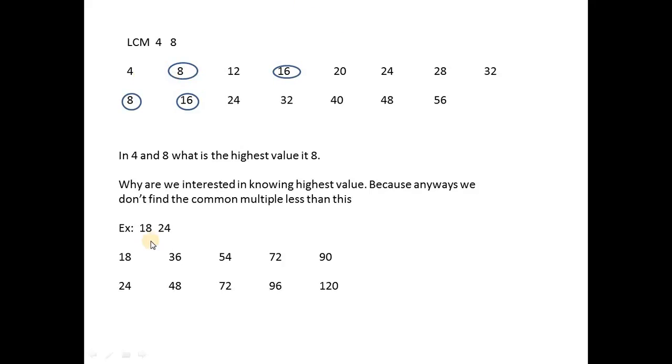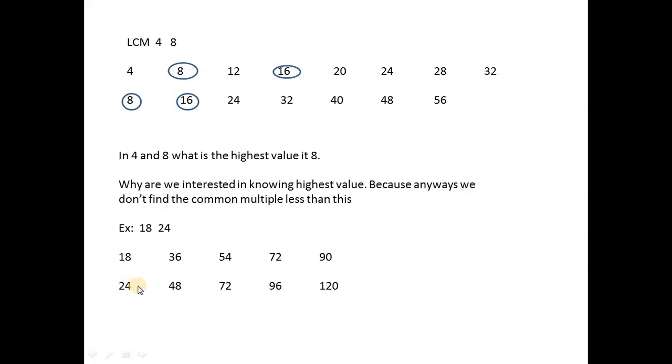We'll take another example also, 18 and 24. First we need to check the highest number, that is 24. We take that highest number and check whether it is divisible by 18 and 24 or not. Is 24 divisible by 18? No, it is not divisible. Is 24 divisible by 24? Yes, it is divisible. But what we need is a common one. One is divisible, the next one is not. So we need a common one.